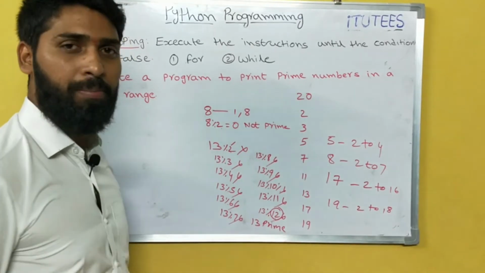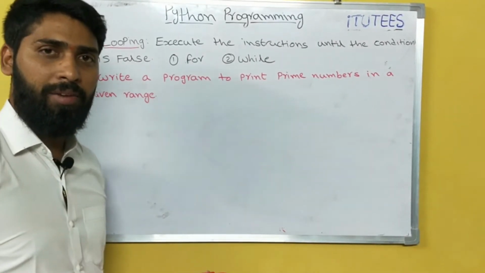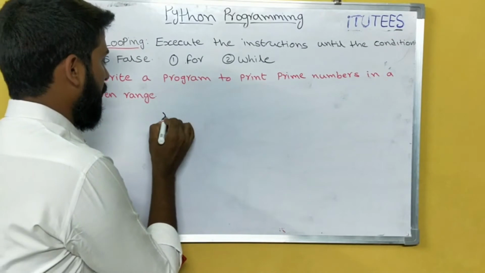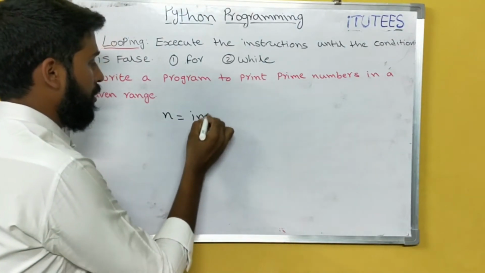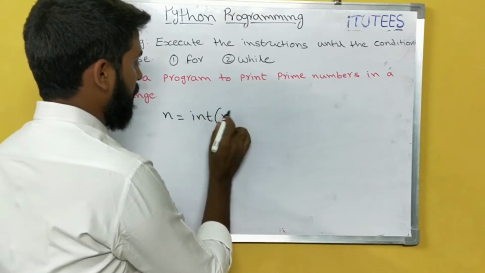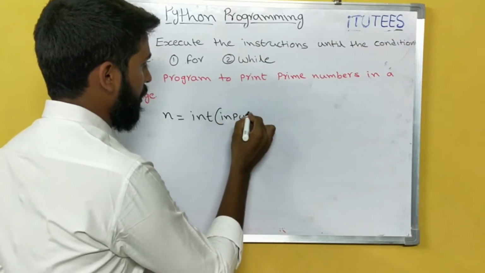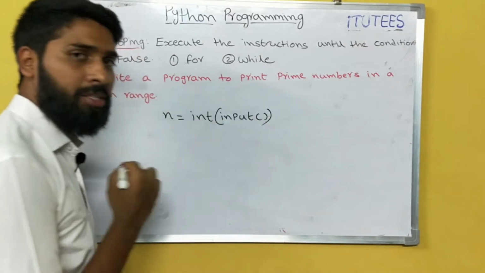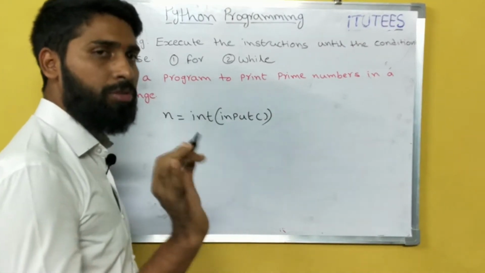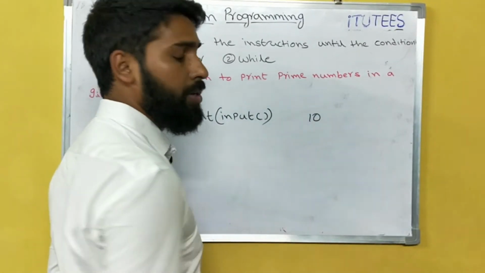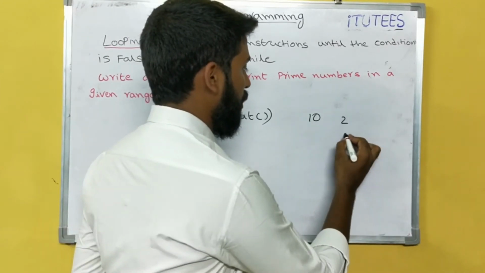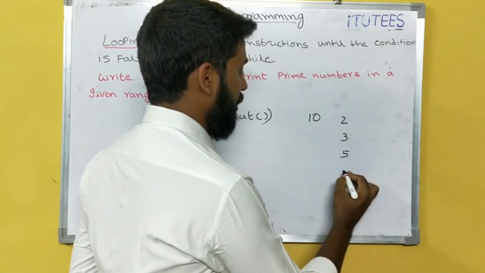Now we can write the program. First, read the n value. So I write n equals int of input. For example, I entered n equals 10. Let us assume, what is the expected output? 2, 3, 5, 7.